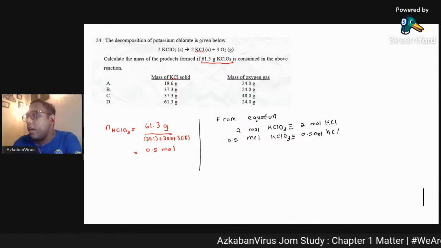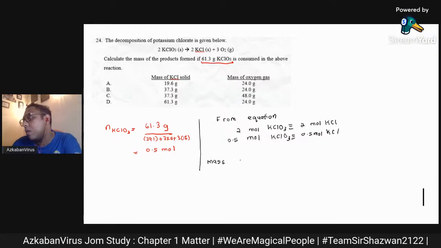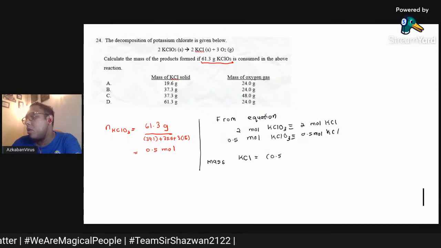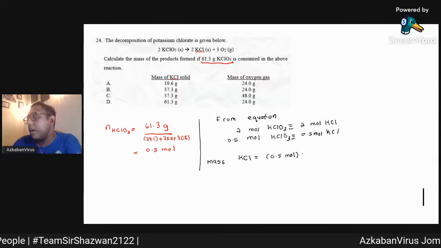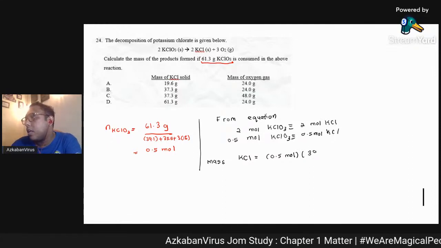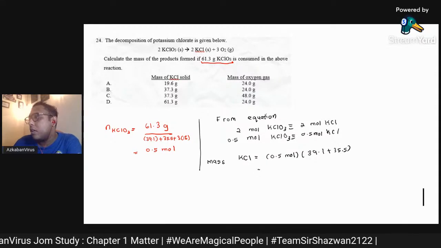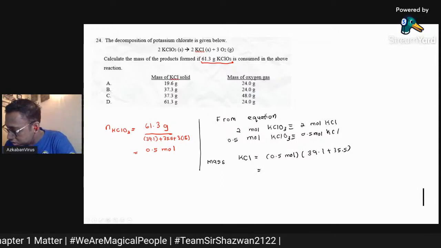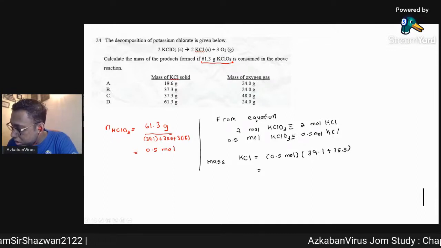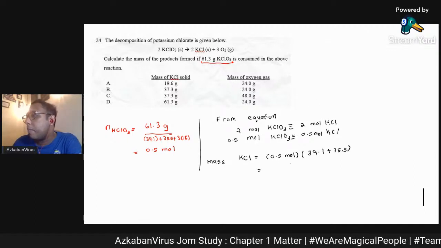Okay, from here, kita berkira mass of KCl is equal to 0.5 mole darab dengan apa nama benda tu? Molar mass dia 39.1 tambah dengan 35.5. This is equal to 37.3 gram.